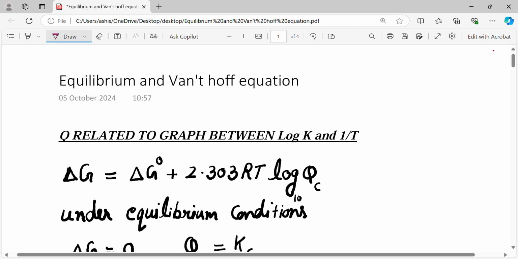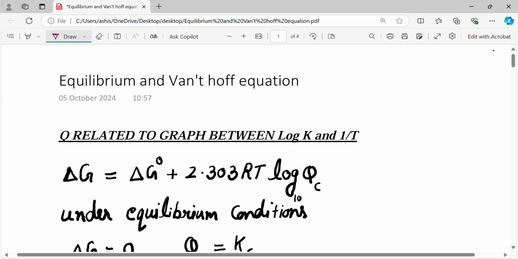Hello guys, in today's class we will discuss equilibrium and thermodynamics. We will discuss some concepts, as there are some questions which are clubbed questions of two chapters. The first chapter is equilibrium and the second chapter is thermodynamics. When the concepts of these two chapters are clubbed, they can make a good question.